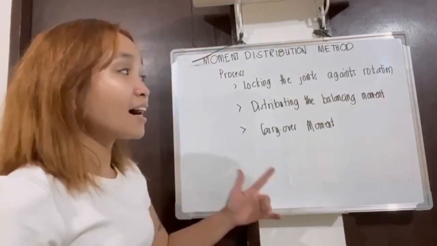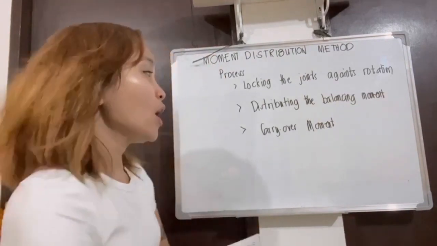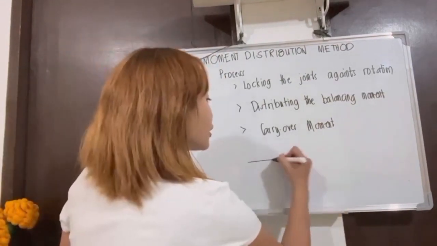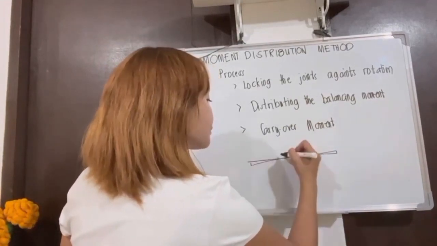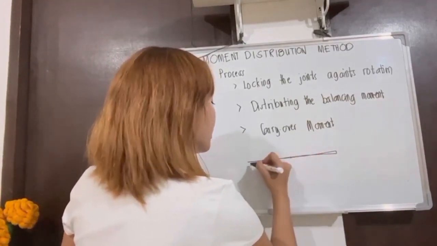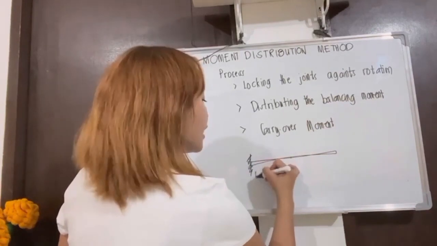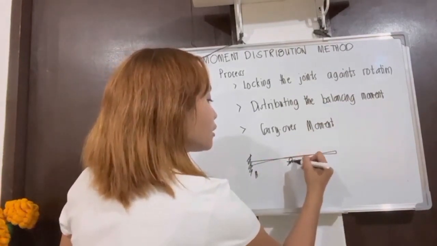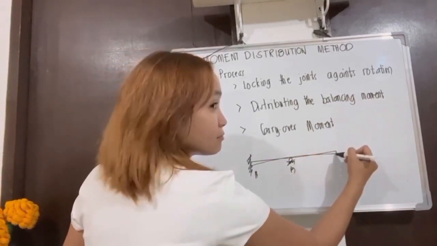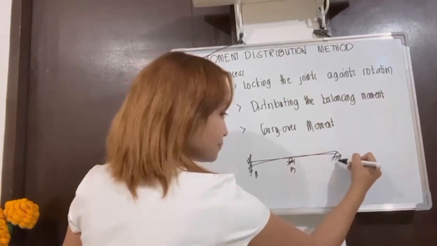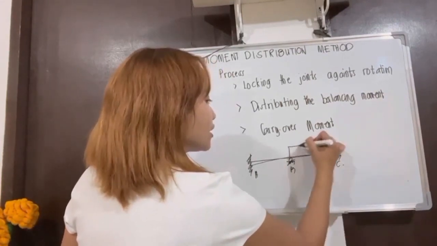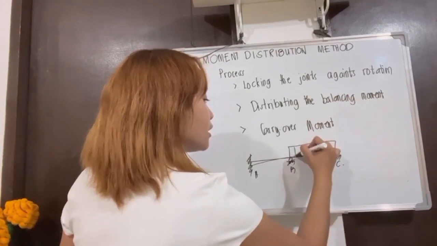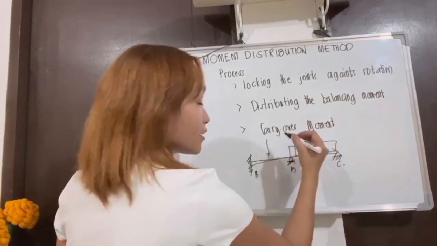First is locking the joints against rotation. So, ang pasabot na ana is, if kung naay isa ka beam, naay point diri, naay fix here, A, then naay roller, B, and pin, C. So, kung naa niya siya load, uniform load, and this one has a consecutive load.